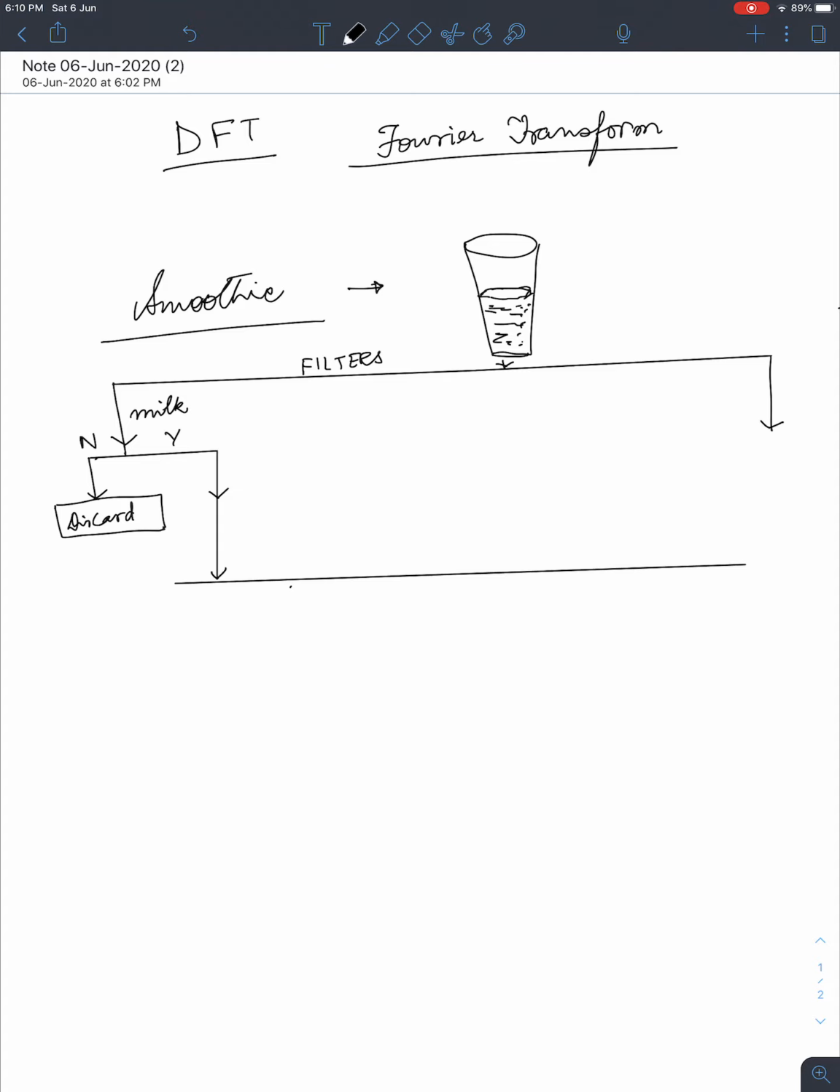Similarly, after that we could have banana in the smoothie. Do we have banana? Yes or no? If it's yes, again it will go in there, and if it's no, then it will be discarded. Every time it's a no, we know that that is not present in that signal, or in this case the smoothie that we are beginning with. So let's say it does have the banana. Let's say it's yes banana, yes milk.